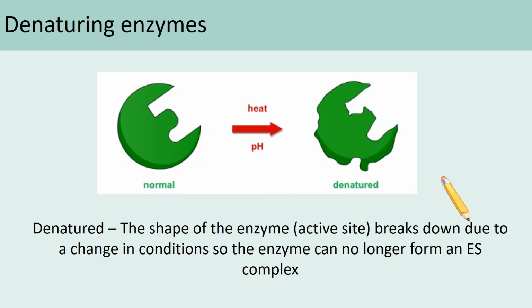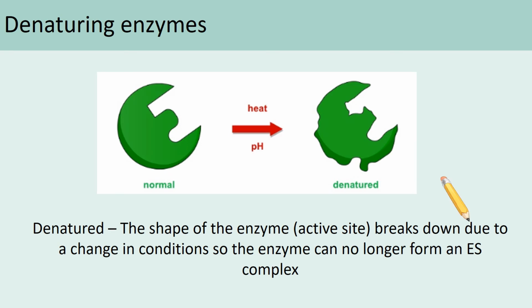So here is a picture that is just showing what happens when enzymes are denatured. So you've got the normal enzyme on the left-hand side, and if you have extremes of heat or extremes of pH, then you can see that the enzymes change shape, and obviously it's not going to fit with that substrate anymore, so it's not going to work. It has been denatured.